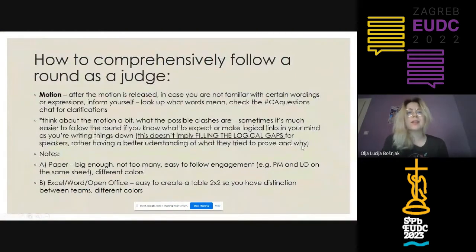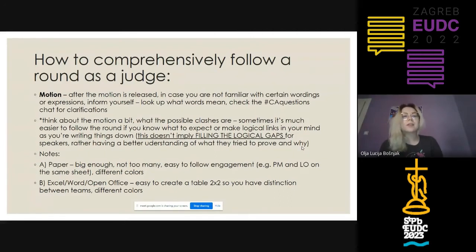So as I said, the first thing we're going to cover is how to approach a round. Firstly, what are all the small things we have to keep in mind before the round even starts, if we are adjudicating, even if it's your first tournament judging. I think there's also some prep to take into account as an adjudicator. After the motion is released, if there are words you're unfamiliar with, or concepts that seem confusing, just look up what the words mean and check the CA questions, the same way you would if you were prepping for a round and didn't know what something meant or what was happening.